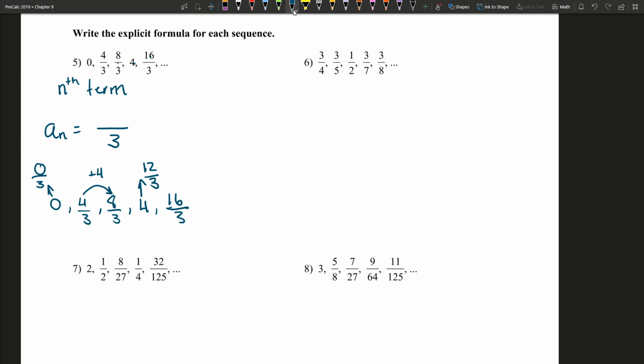So then we have to write a rule for the numerator in order to get from 0 to 4 to 8 to 12 and to 16. And you should notice that for all those numerators, we're just adding 4 to each term. Okay, so in order to get that, we can try 4n. If we plug in our first term, we should get 0. But if you plug in 1 into this formula, you're going to get 4/3. So then we have to modify it just a little bit to 4n minus 4. And then that's our rule.